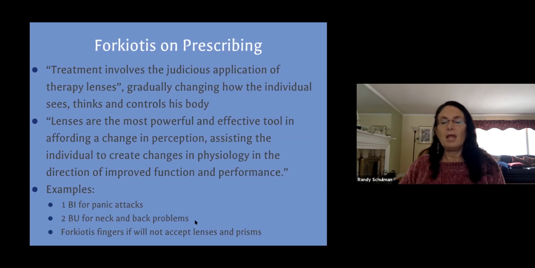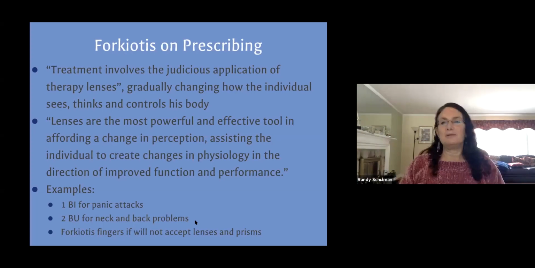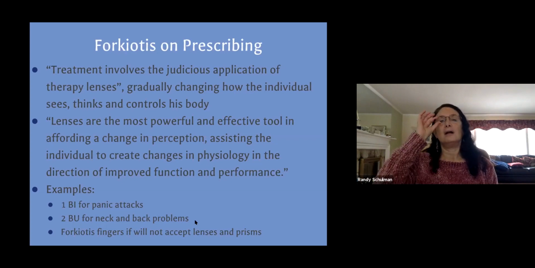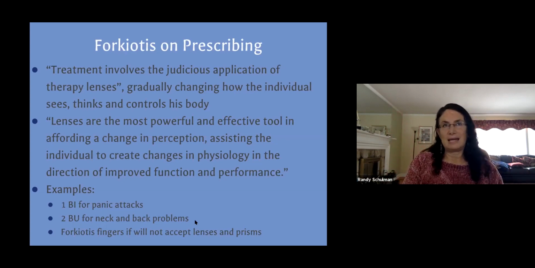He really hated progressives because, in order to make progressives, I don't know if you know this, they have to put base down in, or they induce base down. So very often, when people are trying to look up close on the computer with their progressive, it also has base down in it. So it actually makes it harder to converge. And then that can cause back and neck problems. So he often would use base up.